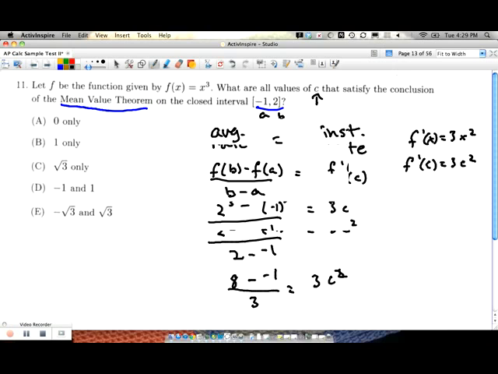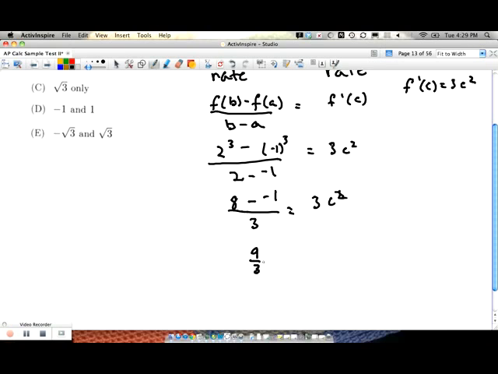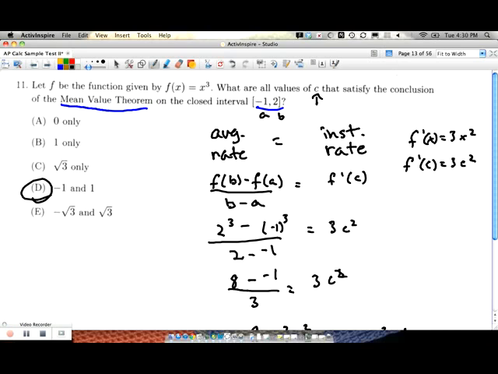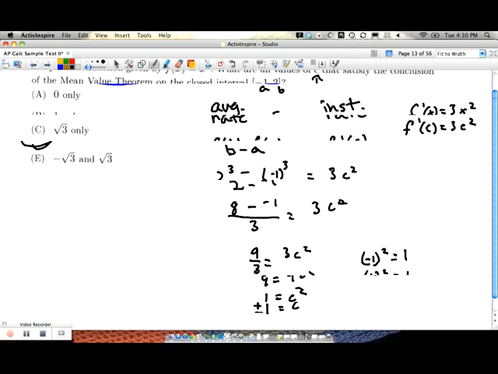If I were to simplify that a little bit more, that would give me 9 over 3 equals 3c squared. So 9 equals 9c squared, so 1 equals c squared. C equals 1, but it's actually plus or minus 1. Why? Because -1 squared equals 1, and +1 squared also equals 1. So both of those would be correct answers. So up here, our choice would be D. And if you still need to write it down.